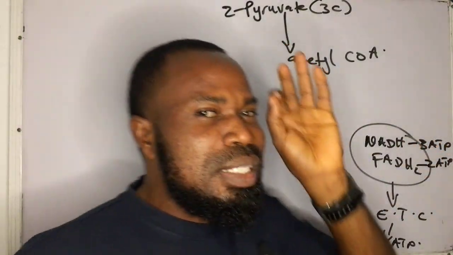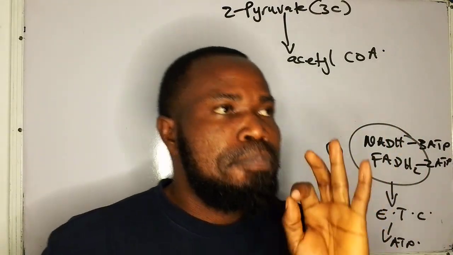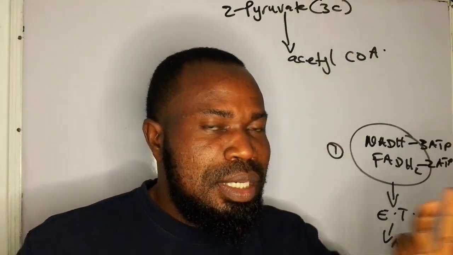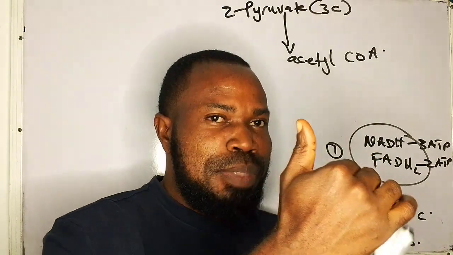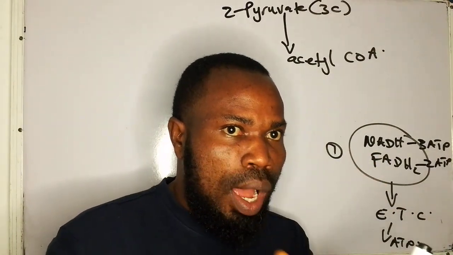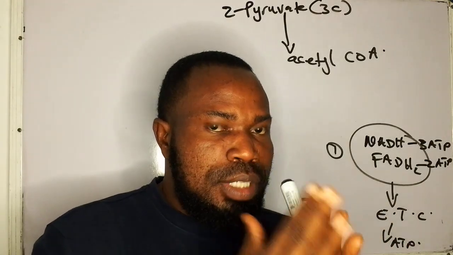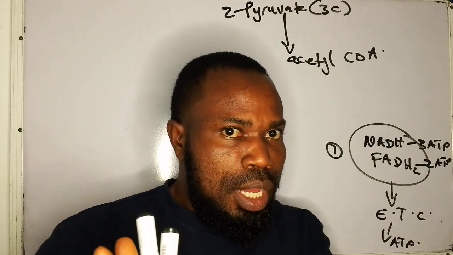Now, another significance of the TCA cycle is that it serves as an intermediate in protein metabolism. So the intermediates that are formed in the TCA cycle are products from protein metabolism.